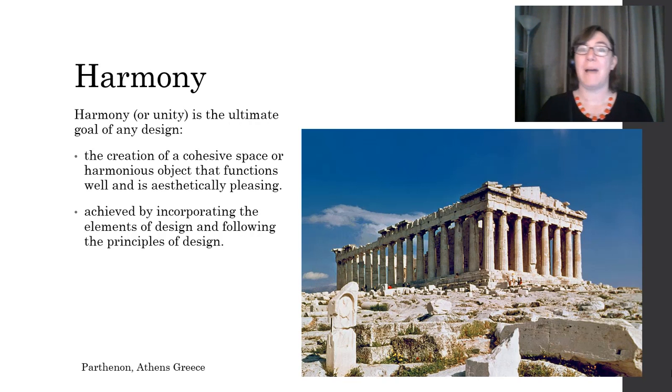Let's finish up by talking about harmony. Harmony or unity is the ultimate goal of your design. You are trying to create a cohesive space or a harmonious object that both functions well, obviously, and is aesthetically pleasing. And this is achieved by incorporating those elements of design and following the principles of design.